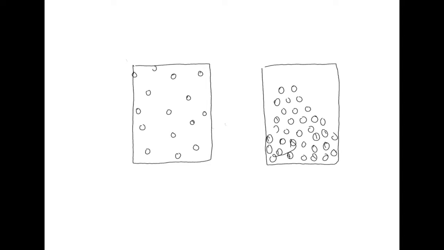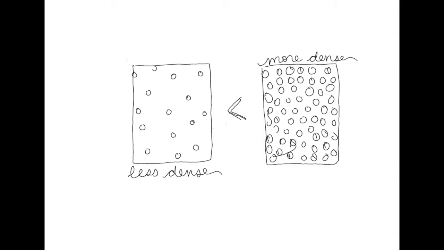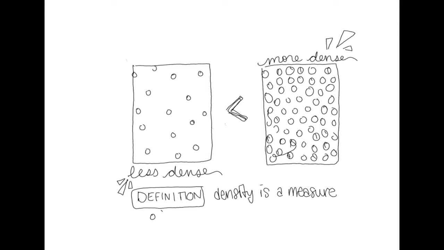Density measures how closely packed together the particles in the substance are to each other. The more closely packed together the particles are, the denser the substance. The less tightly packed together the particles are, the less dense the substance.